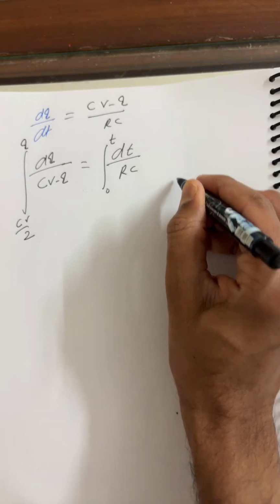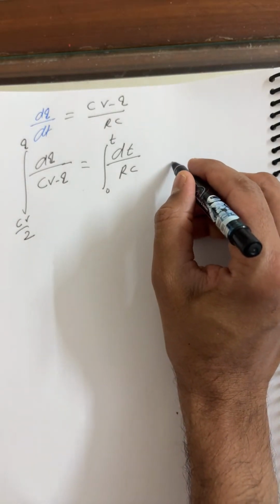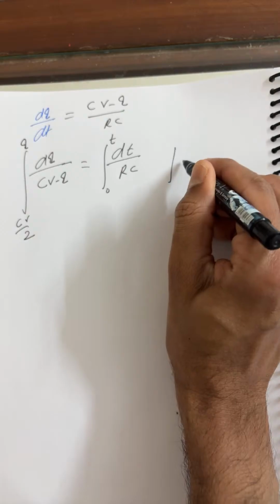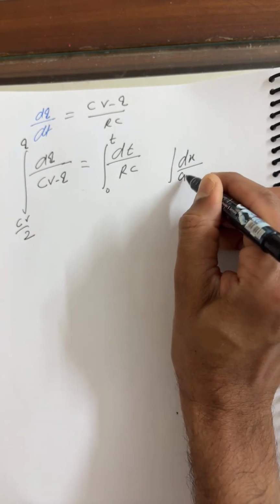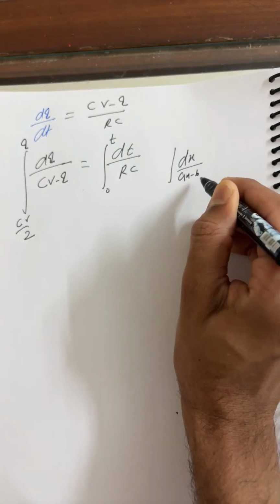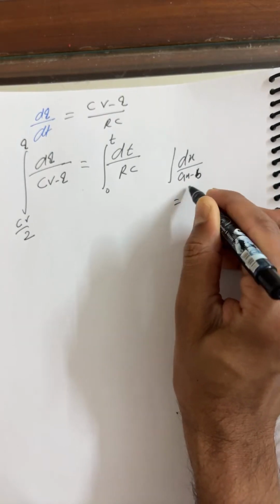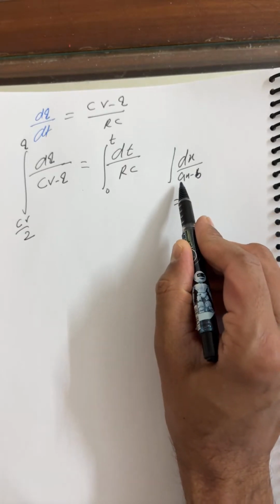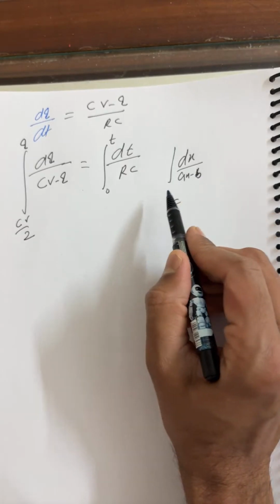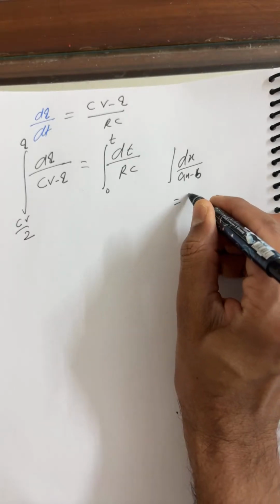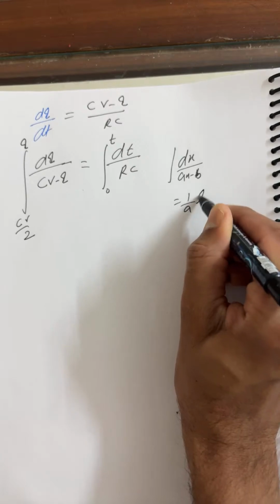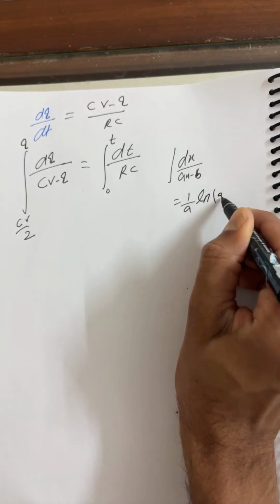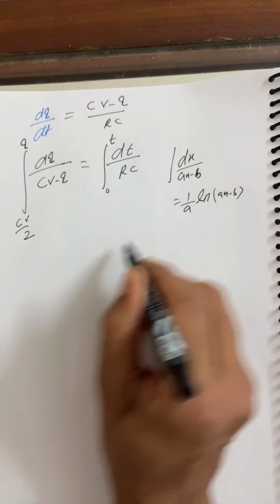I hope all of you remember, otherwise I'm repeating the formula. It's very helpful. Integration of dx upon ax minus b. What's the trick here? Just remember the coefficient of x, you can keep it out. So this is 1 upon a, and this term will come as it is. So this is ln of ax minus b.